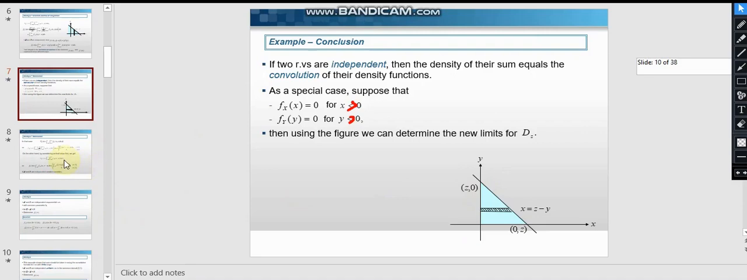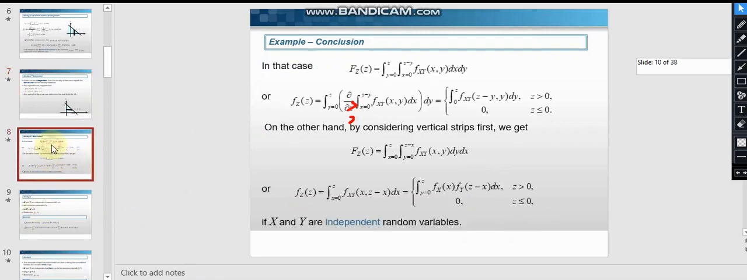So for the expression for the CDF, F sub z would be equal to the integral along the y-axis from 0 to z, and along the x-axis from 0 to z minus y. So the PDF of the new random variable z would be found by differentiating with respect to z. After differentiating, I will get this expression.